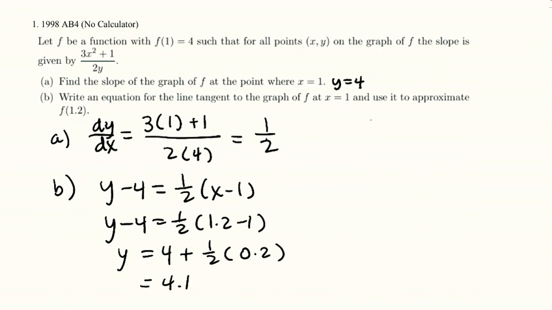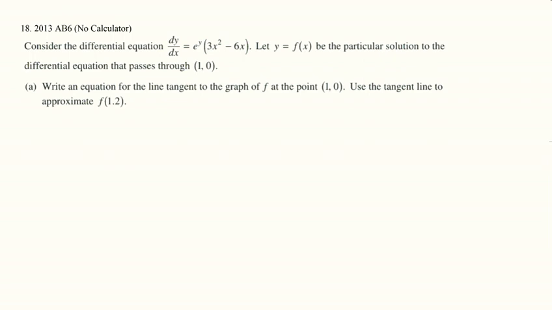Yeah, easy enough. And then we've got one from 2013 where they give us dy dx, and they're saying y equals f of x is the particular solution that passes through (1, 0). That just means that f of x is a function that has that derivative that they're giving us. So we're going to write an equation for the line tangent at the point (1, 0). You're going to use the line tangent to approximate f of 1.2. So I'll do that one more time.